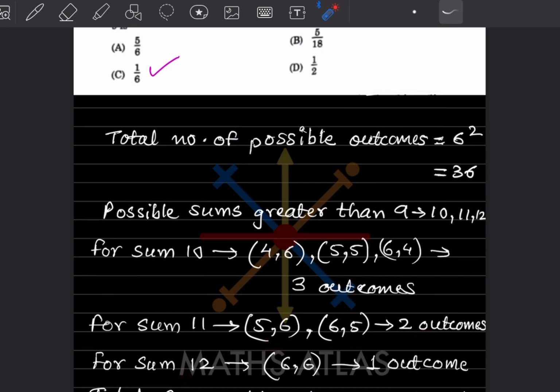And for sum 12, when you are adding these 2, that is only going to be one die 6 and the other die 6. That is the only possibility, 1 outcome. So you can see this 3, this 2 and this 1. When you add these, that is going to be 6. So total favorable outcomes is 6.